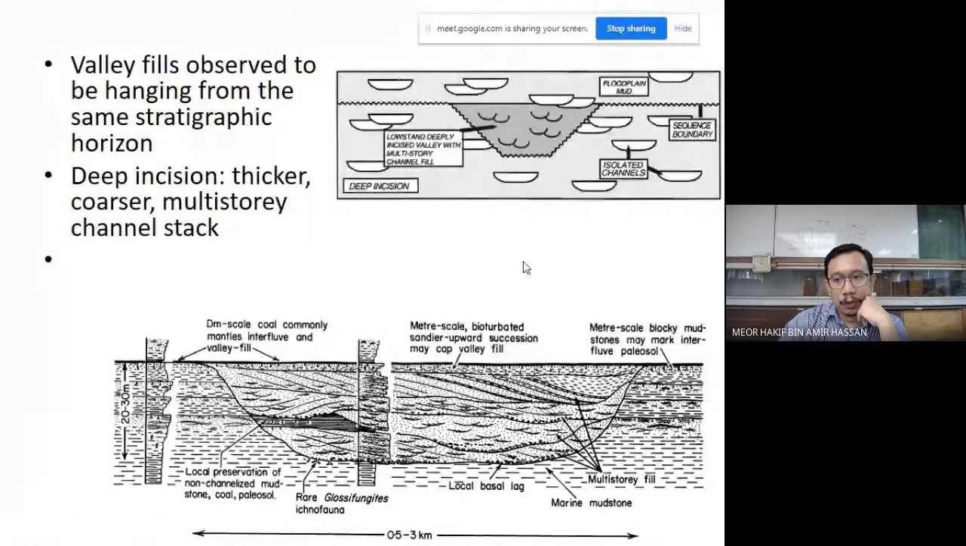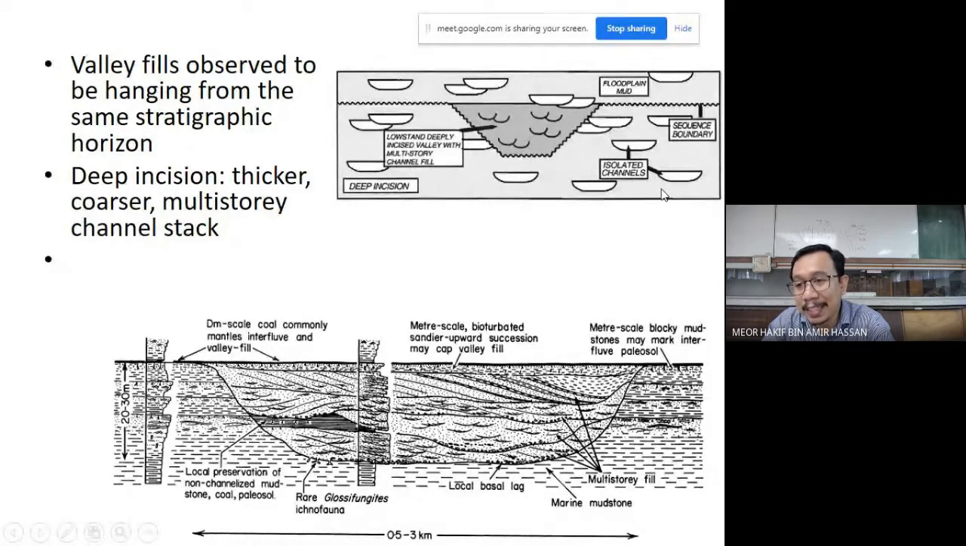Okay. So yeah, in cartoon shape, the concept is like this, right? You have deep incision, so you get a thicker deposit of low stands here. And away from the incised valley is very low degree of deposition, maybe just a very thin layer of soil or floodplain deposits, or maybe nothing is preserved. So here you have thick low stand, here maybe no low stand being deposited.